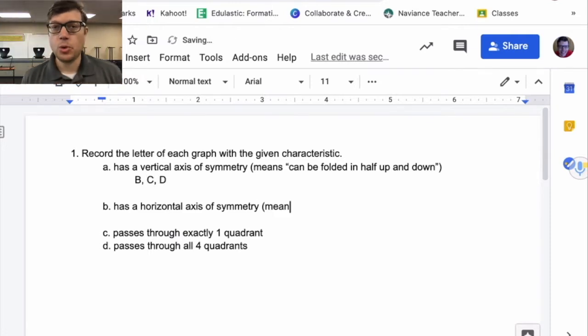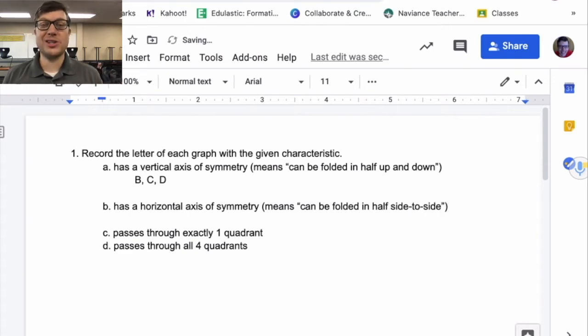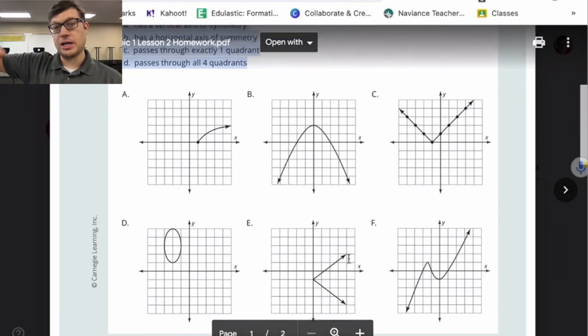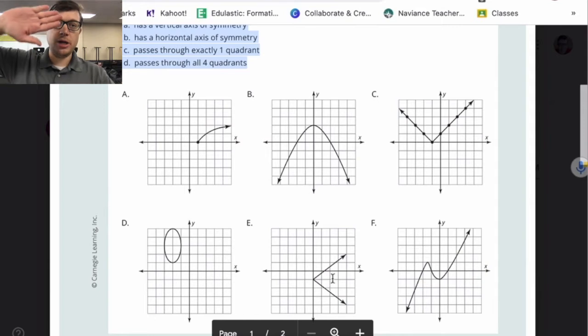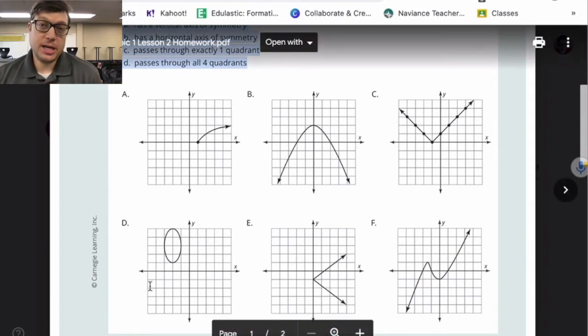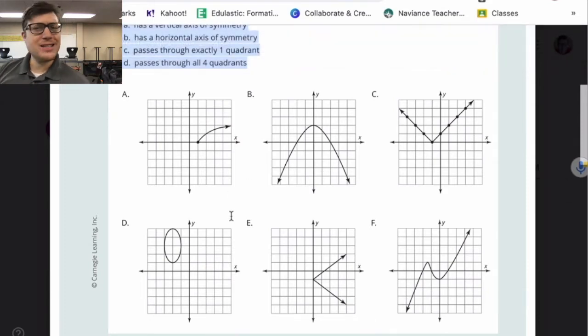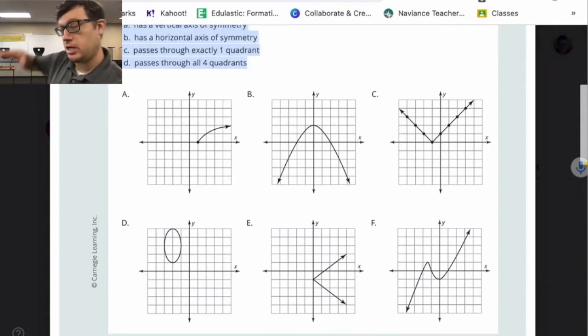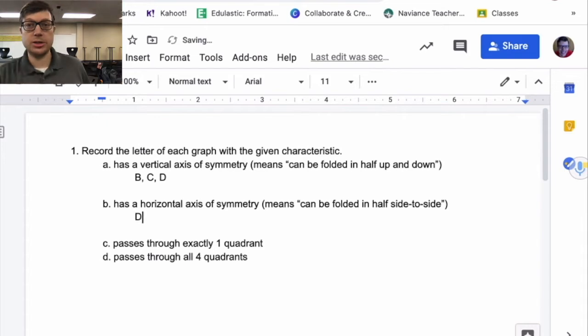The next one, hopefully you have this assignment up on another slide or tab, is which of the graphs have a horizontal axis of symmetry? Horizontal means that you can fold the graph along a line that is horizontal or flat, and the top half and the bottom half can be folded together. That is how we check. A does not, B does not, C does not have a horizontal axis of symmetry. But the two graphs that are sideways, the oval and the parabola that's turned sideways, they both have a horizontal axis of symmetry.